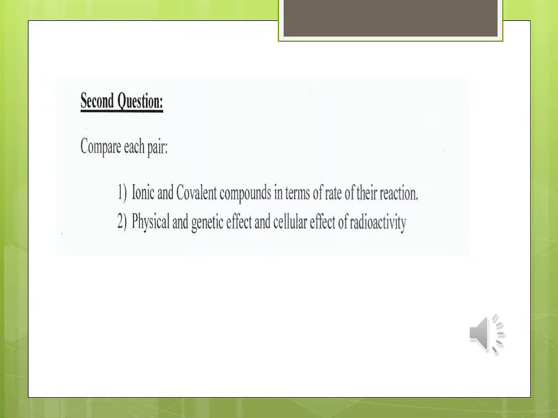Number 2, physical, genetic and cellular effects of radioactivity. Physical effects are changes that appear on the living organism. Genetic effects are changes in the sex chromosomes composition resulting in abnormal birth. Cellular effect, it causes change in the cell composition.